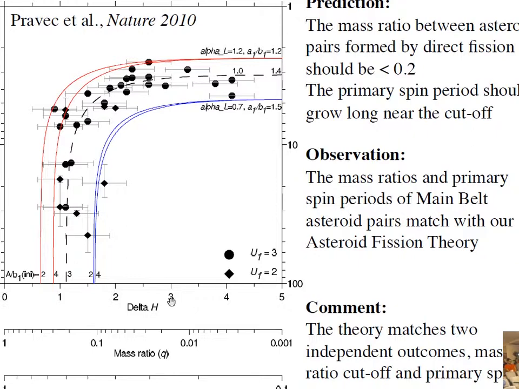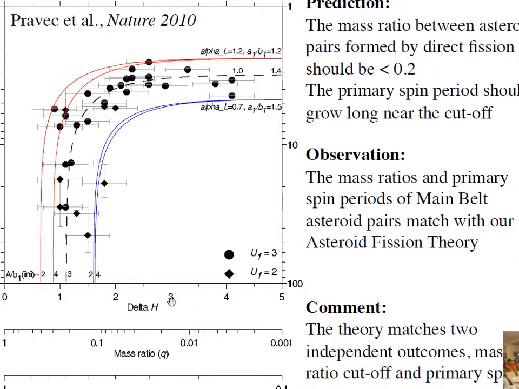And if you apply the theory that we just discussed, these asteroid pairs should have a mass ratio that's all less than 0.2, which is roughly this line here. And as you get closer to this limit, the primary spin period should get longer and longer, because it had to give up more and more, relatively speaking, of its energy in order to enable that secondary body to escape. And in fact, that's precisely what you see.